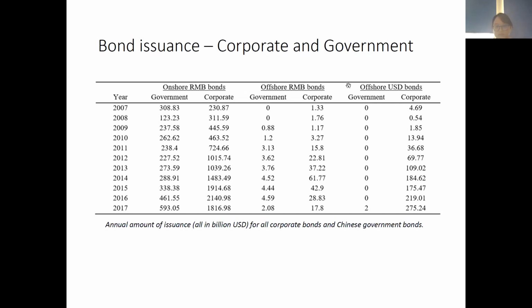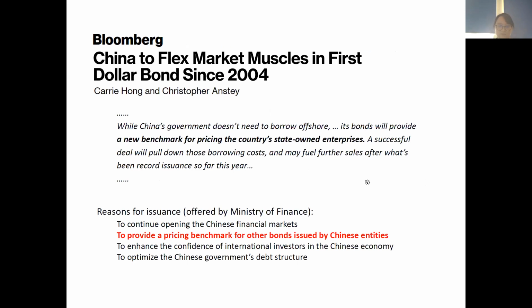What's interesting here is that in the offshore USD bond market, we see the government has been silent for a long time. And then in 2017, there are these two issuances of sovereign bonds, while the corporates have been playing a very active role in the offshore USD bond market for fundraising. So it's not difficult to see that when the government decided in 2017 to issue those two sovereign bonds, it was a very big event for the market.